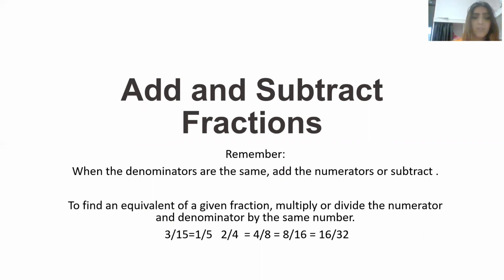For example, if you have 3/15, they equal 1/5, because if I divide 3 by 3, the answer is 1. And if I divide 15 by 3, the answer is 5. So I get 1/5. We're going to do the opposite with 2/4. 2/4 is exactly the same as 4/8, because I am multiplying the numerator and the denominator by 2 to get 4/8. And the same with 8/16 and 16/32.